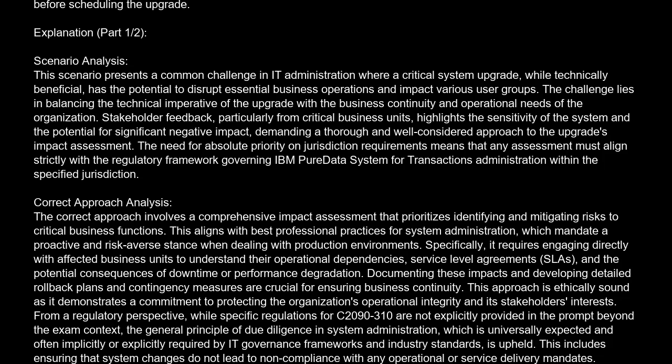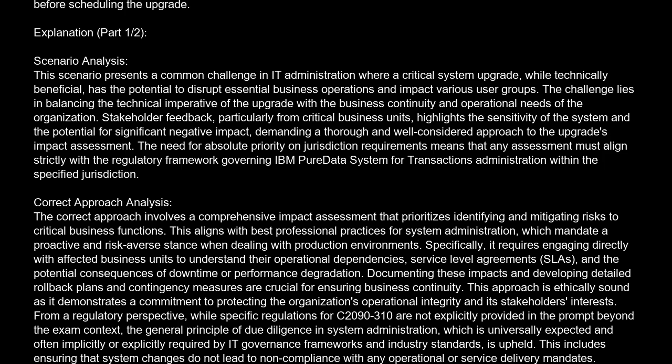The correct answer is B. Conduct a comprehensive impact assessment involving direct consultation with all critical business units to identify specific dependencies, potential disruptions, and to collaboratively develop detailed mitigation and rollback strategies before scheduling the upgrade.